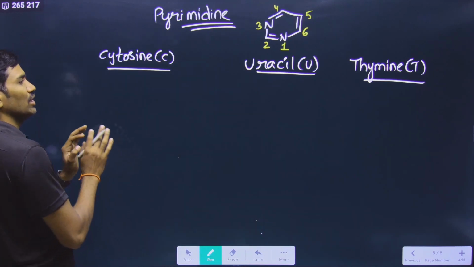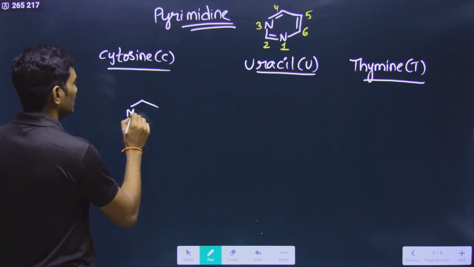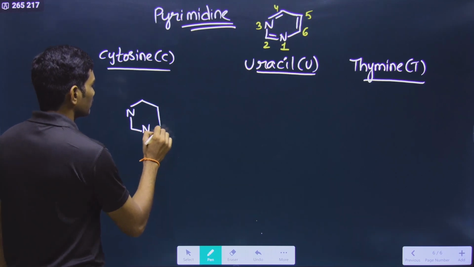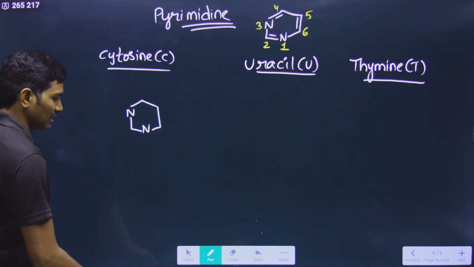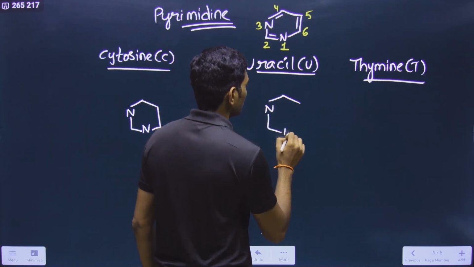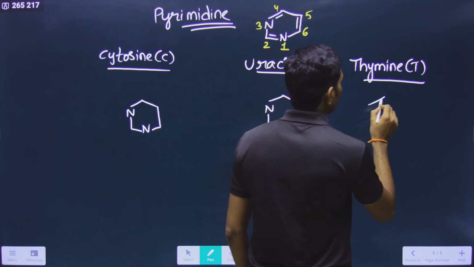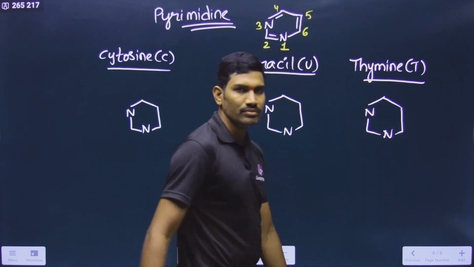First, what will we do? We will write all these without double bonds. First, we will write without the double bonds. Okay? This is the cytosine. And now let us see here in all these cases. Here also I will draw it without double bonds.